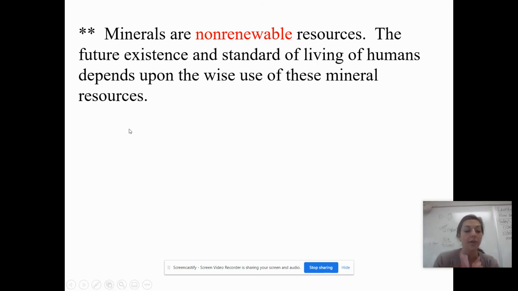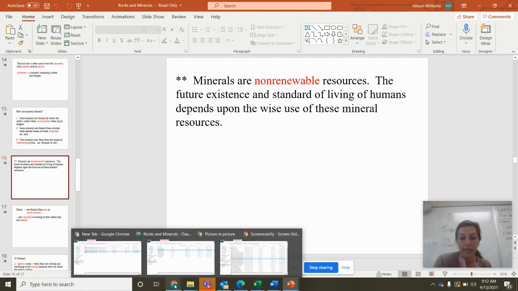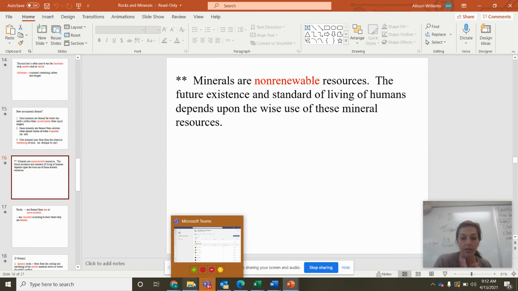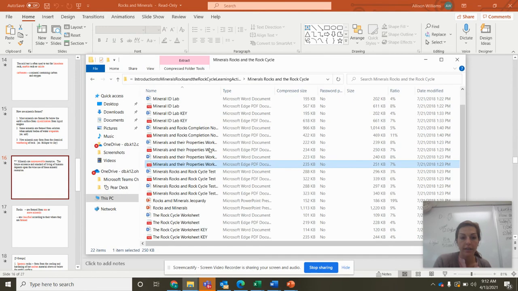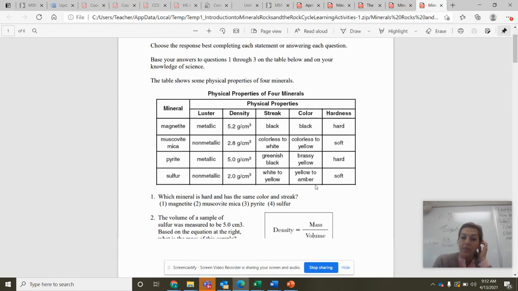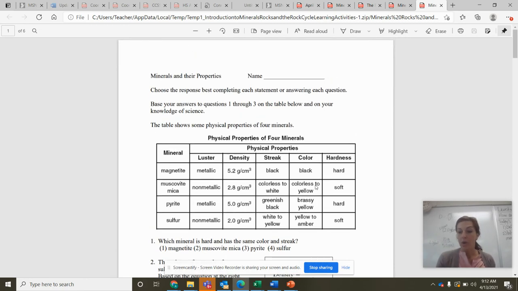Okay, so now I'm going to show you the paper that you are going to be doing. Hopefully, it should be up somewhere. Let me find it very quickly. Okay, this is the worksheet that you are going to be doing after you watch that PowerPoint that I just went over. It says choose the response best completing each statement or answering each question.